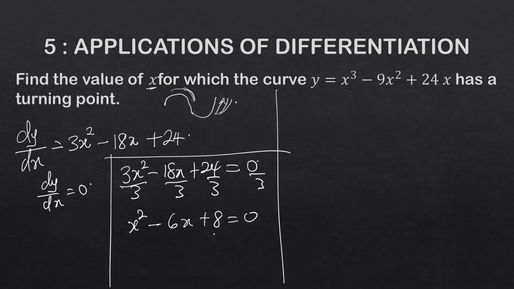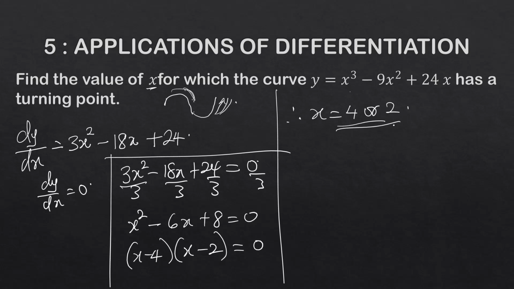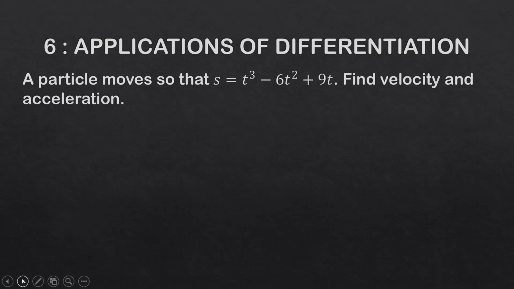Now, what are the factors of 8 that will add to give you minus 6? It's going to be minus 4 and minus 2. Therefore, I'm going to have (x minus 4)(x minus 2). This simply means that x is 4 or 2. Now, these are the values of x at the turning points. So at those turning points, we have x equals 4 and 2. Okay. Moving to the next question.